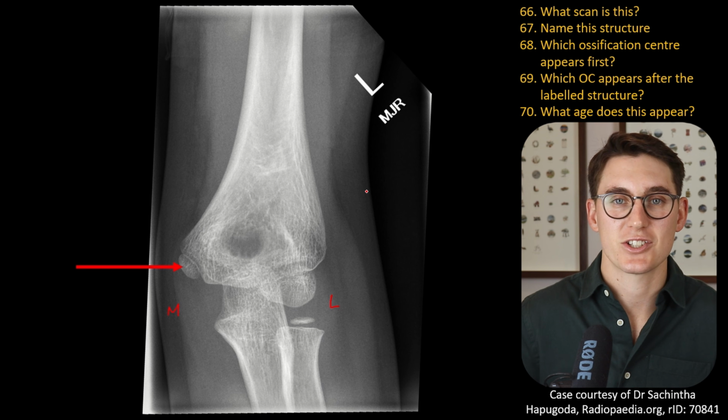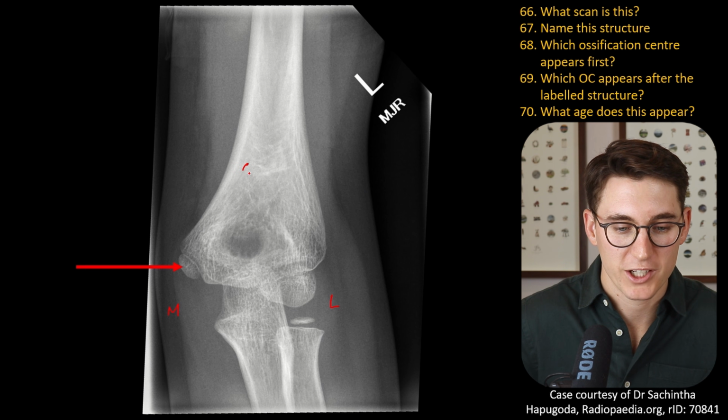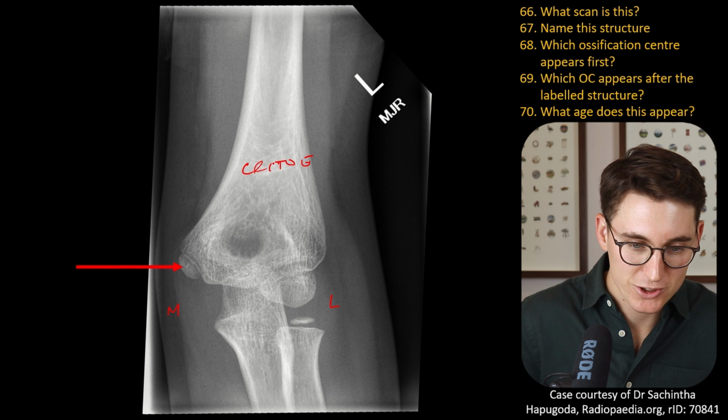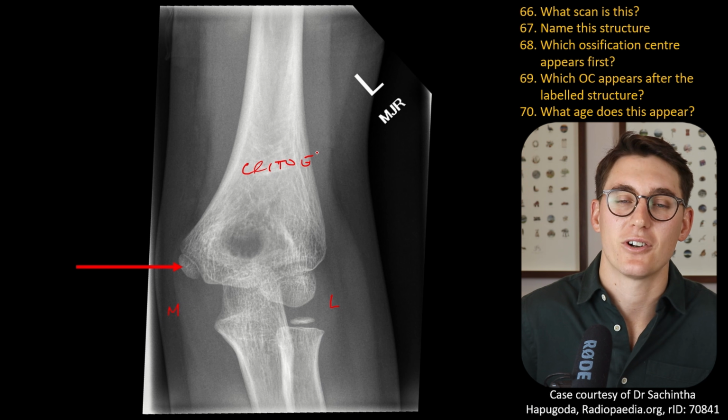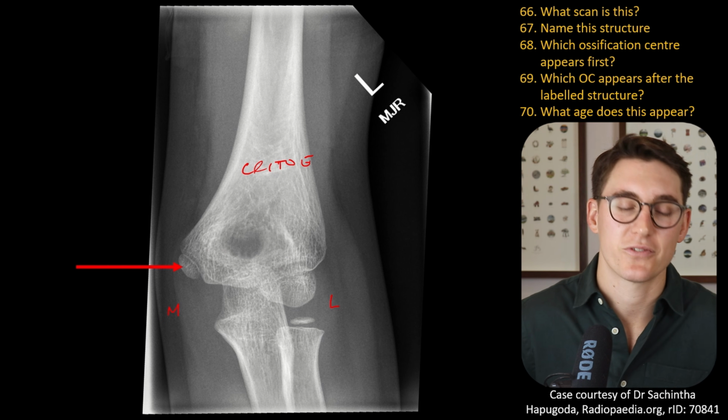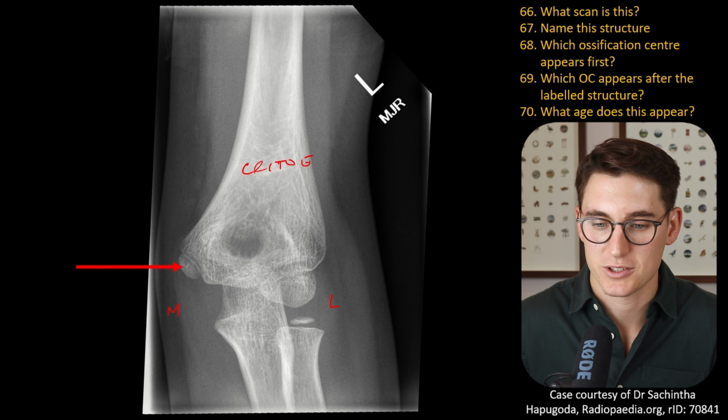Now, which ossification center appears first? We know our mnemonic, CRITOE. C-R-I-T-O-E. Capitellum appears first, radial head, internal epicondyle, trochlear, olecranon, and external epicondyle. So this capitellum is the first ossification center that will appear first.